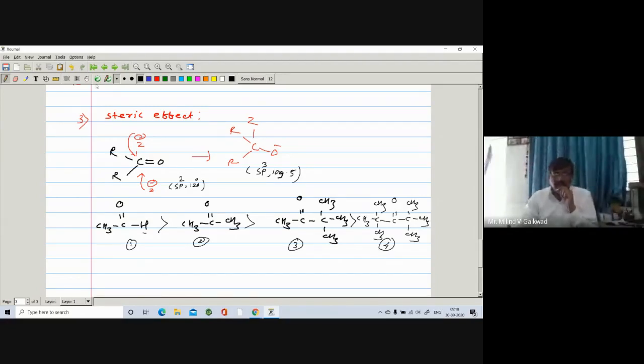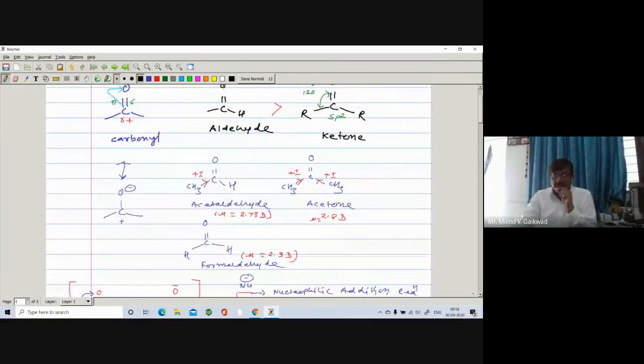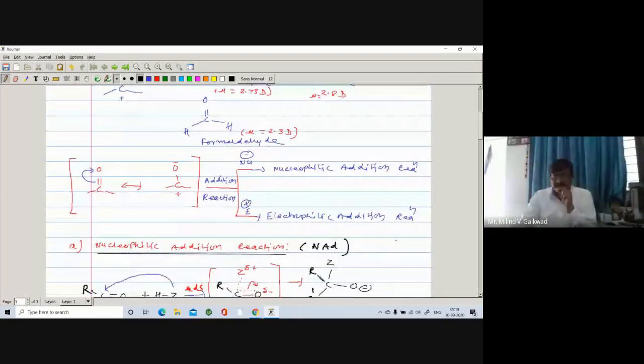So the next point we have to learn about the reactivity. Today we have learned about addition reactions on the carbonyl carbon. The carbonyl carbon is sp2 hybridized. It contains a sigma bond and a pi bond. It undergoes resonance. So if you see the reactivity, formaldehyde is more reactive than acetaldehyde, than acetone. We have seen these are the resonating structures of the carbonyl carbon. So they undergo resonance.